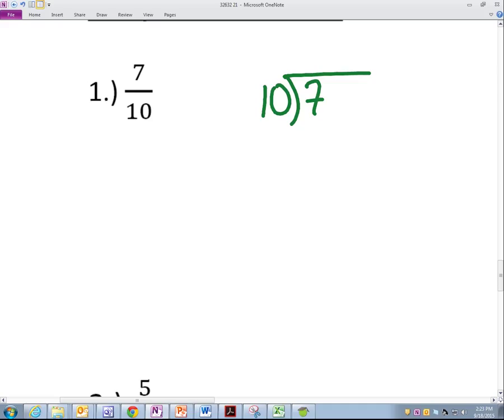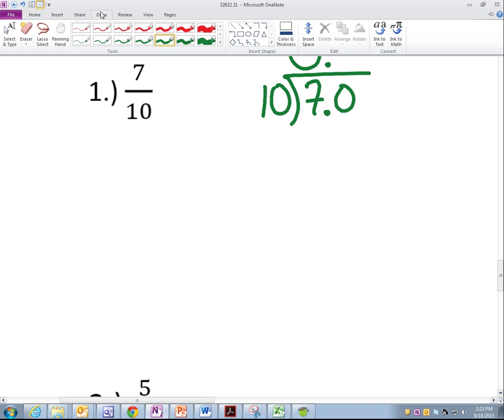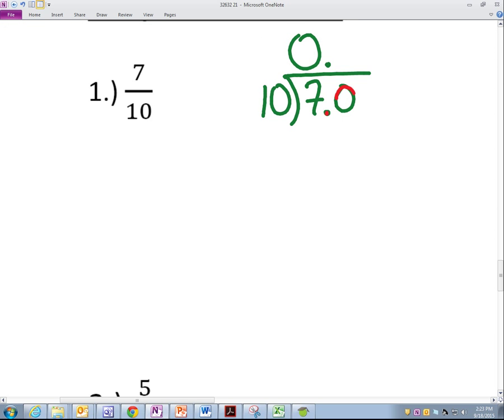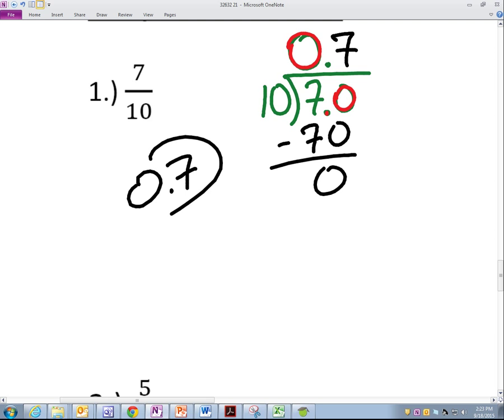So 7 cannot be divided by 10 equally, so I need to make this a decimal. The decimal goes up top, and now I can start. 10 goes into 7 zero times. So my final answer for this one is 0.7.